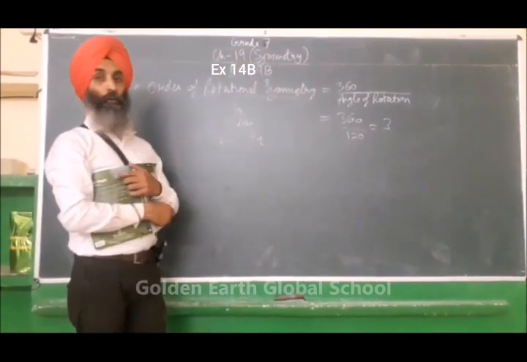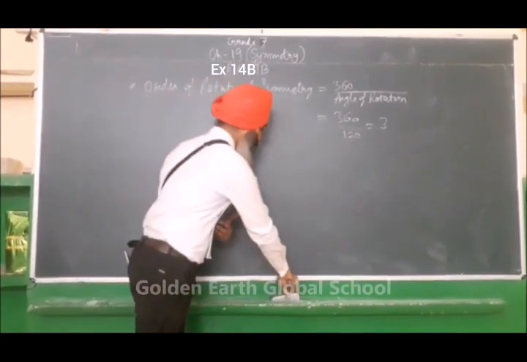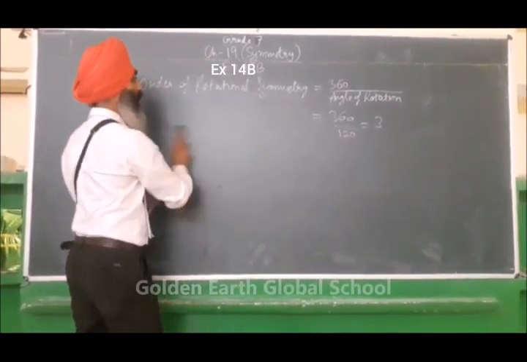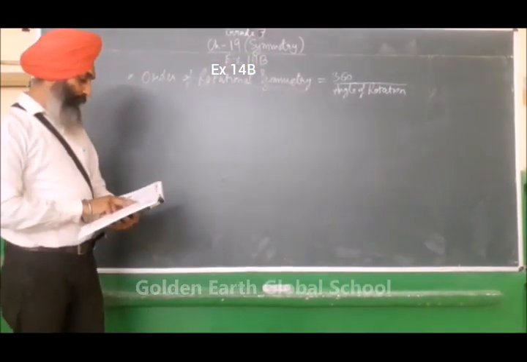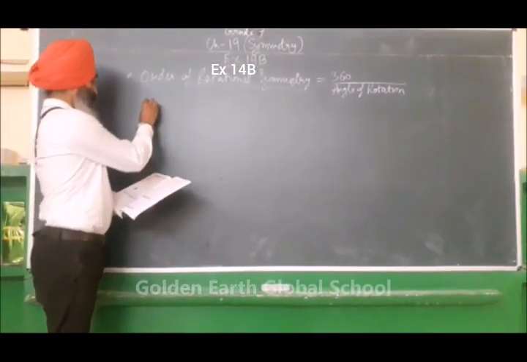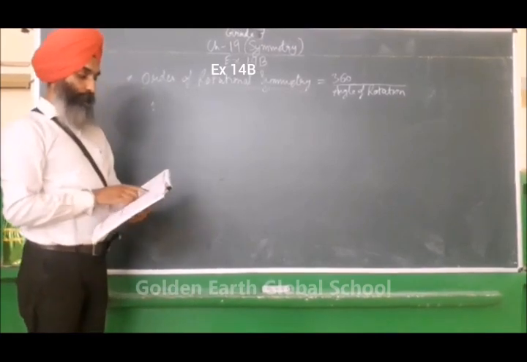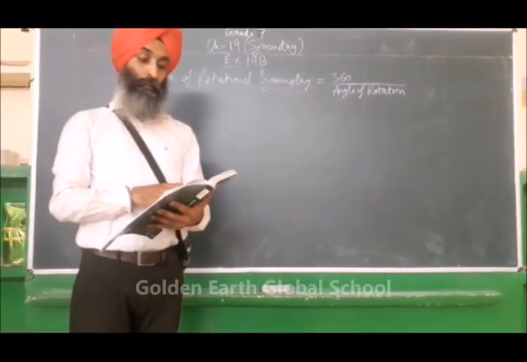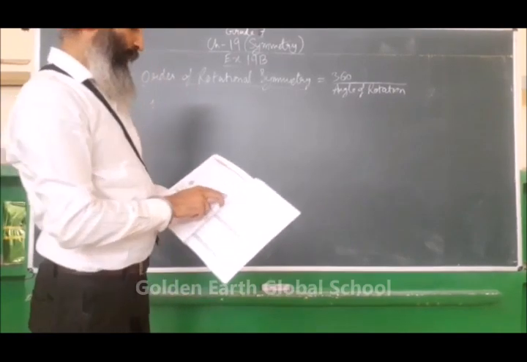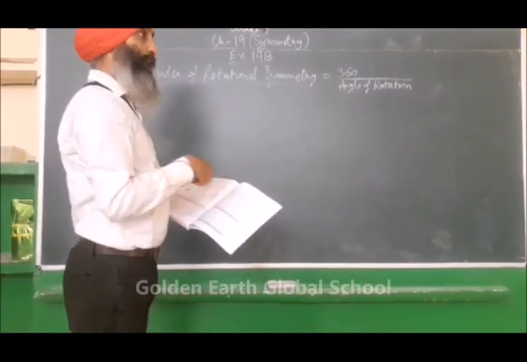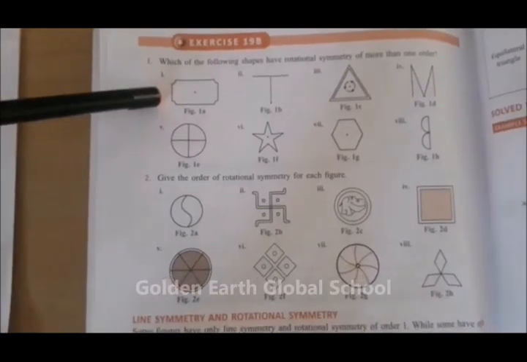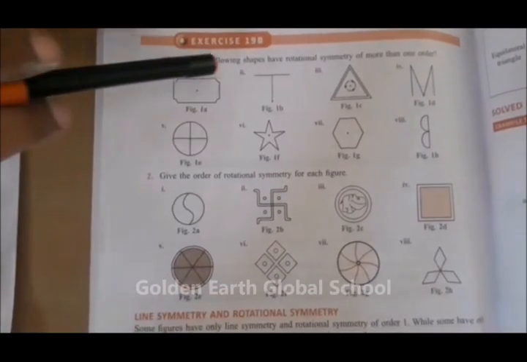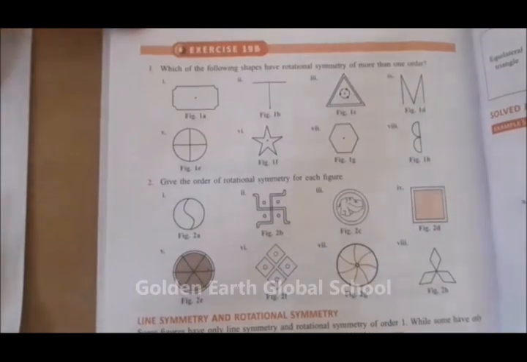So the order has come to 3. Understood my point? Now let us discuss the question answers of your exercise. Now your first question is, which of the following shapes have rotational symmetry more than 1? So, which has rotational symmetry more than 1? The student, look at the first figure, right? Which of the following shapes have rotational symmetry more than 1?